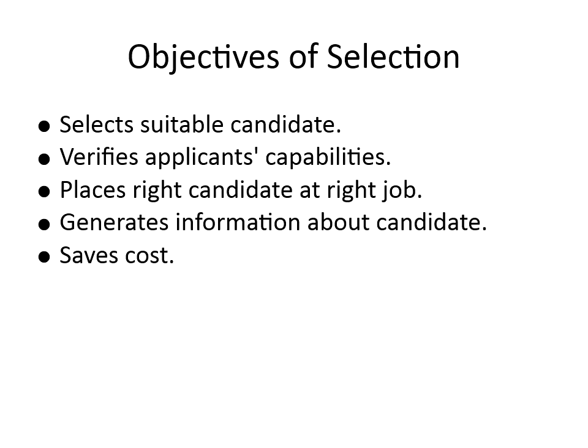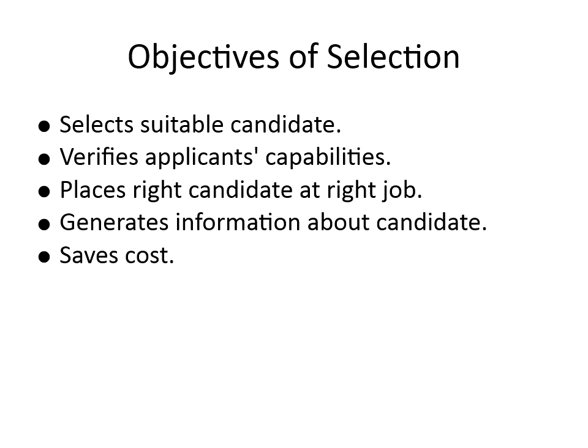Now students, after understanding the thorough meaning of selection, we will understand the objectives of selection. The first objective is select suitable candidate. The second objective, verifies applicants' capabilities. The third would be places right candidate at right job. The fourth, generates information about candidate, and finally saves cost. Now we will understand each point in detail.